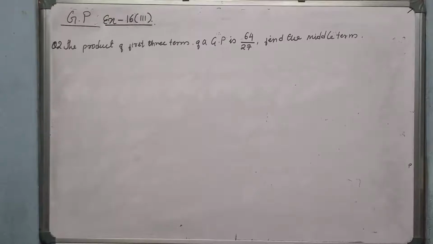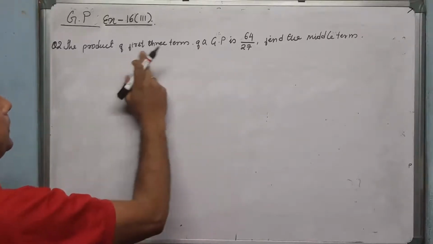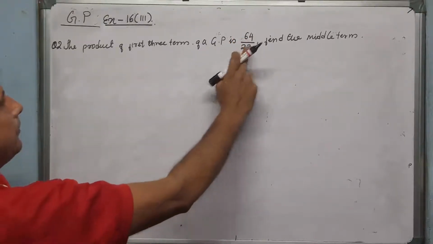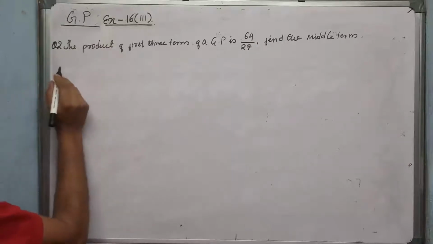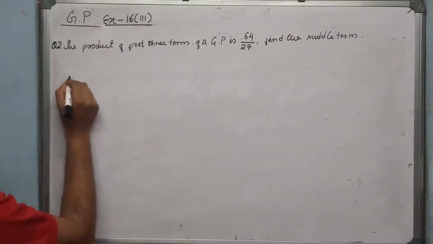The next question, important question number 2. The question is: the product of the first three terms of a GP is 64 by 27. Find the middle term. Three terms of a GP are mentioned in this question. The product of the first three terms of a GP is 64 by 27. Find the middle term. In this case, since it is three terms, I'll consider any three numbers.